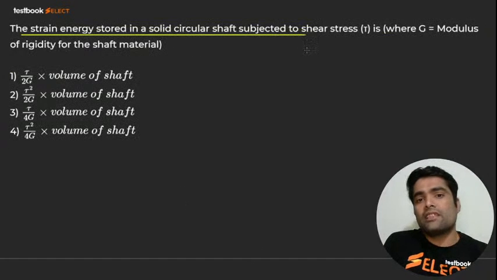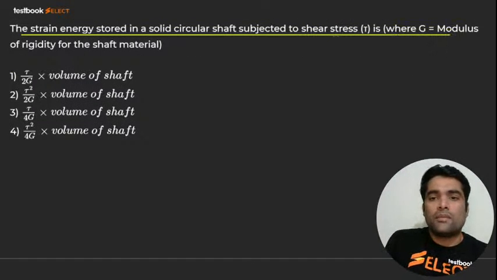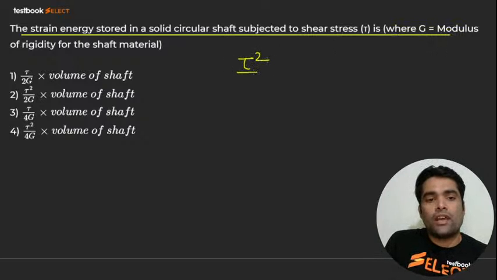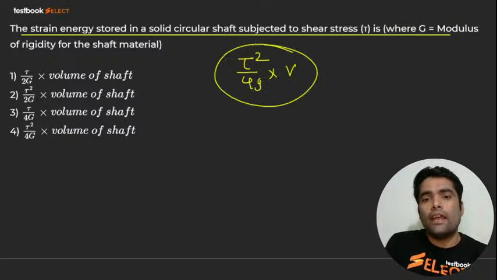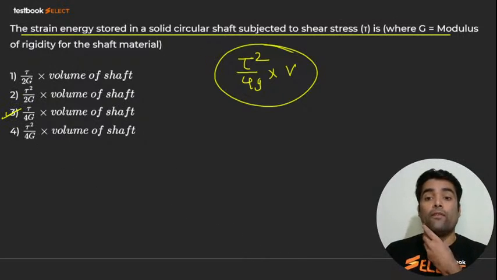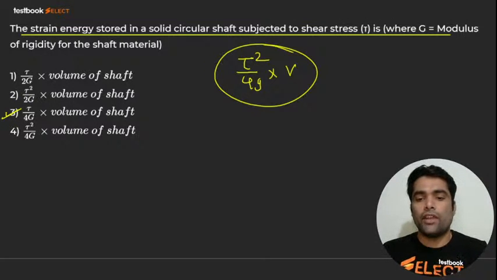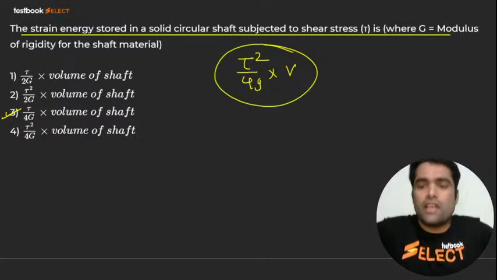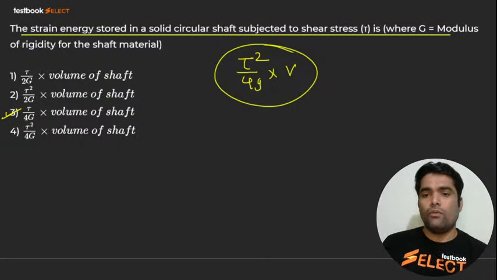The strain energy stored in a solid circular shaft subjected to a shear state is none other than what? Tau square upon 4G into volume, right? Yes or no? I hope you got it. So tell me the option. Very good, beautiful, my dear. It should be tau square by 4G. Third one is correct. Fourth one, very good. Vishal, I think you are new to this channel, right? Very good. Shabnam, it should be 3. I repeat, it should be 3.